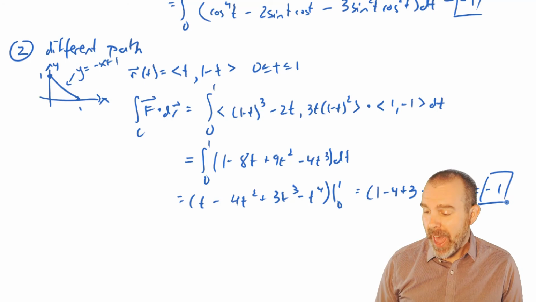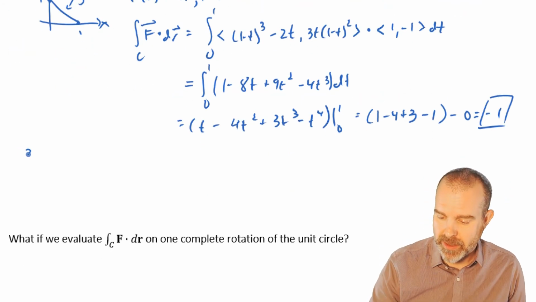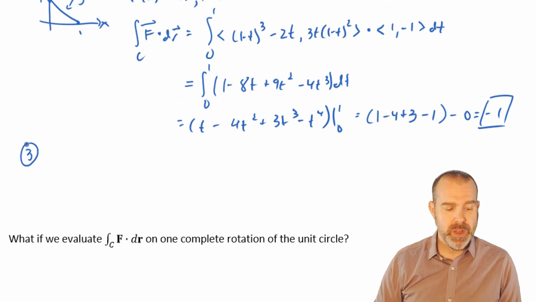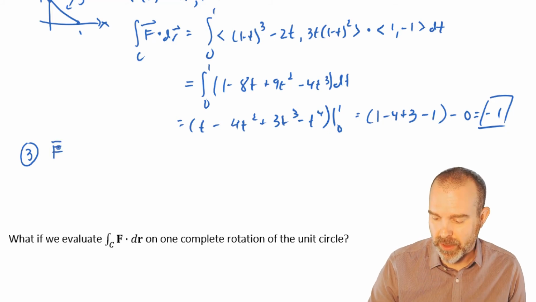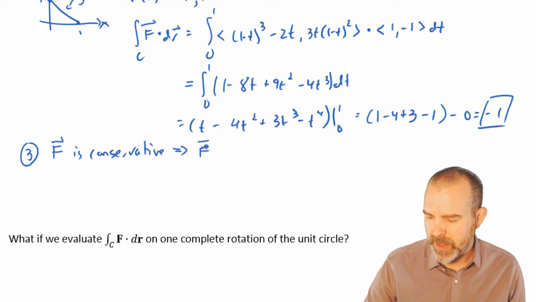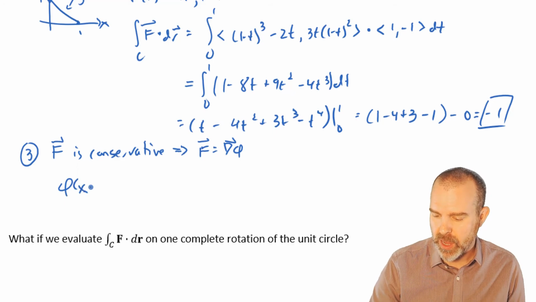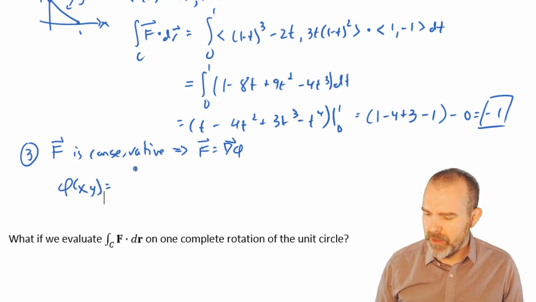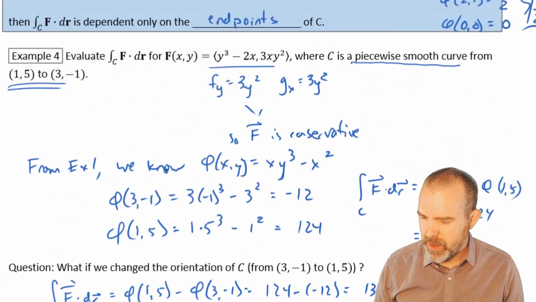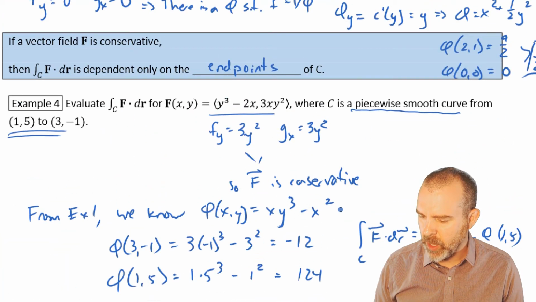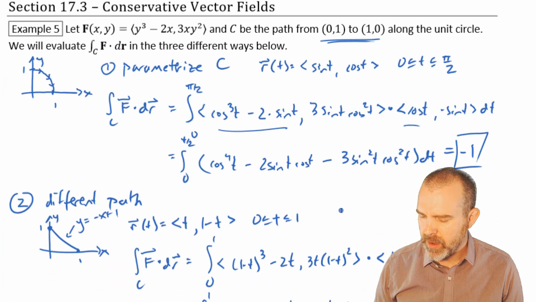Okay, last method. Well, we know F is conservative. That implies that our field F is the gradient of some phi function. And we already did this. We already know the phi function. We have it up above previously. Where did that one go? Here it is again, x y cubed minus x squared.